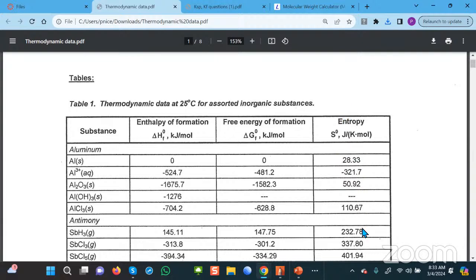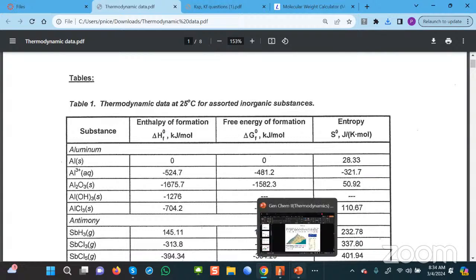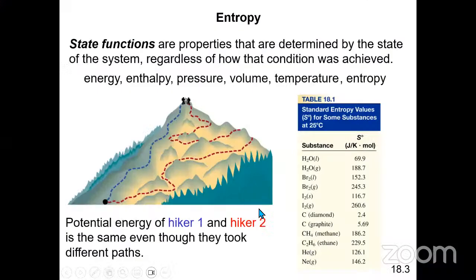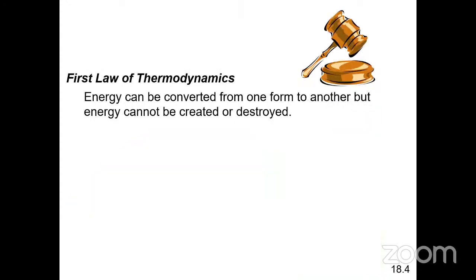This is the entropy column, all right? So if you want to look up the entropy values of anything, this is what you're going to look at, right? So that's the table that you'll have access to, and you can use that table to calculate the actual change in entropy, which I think is in a future slide.